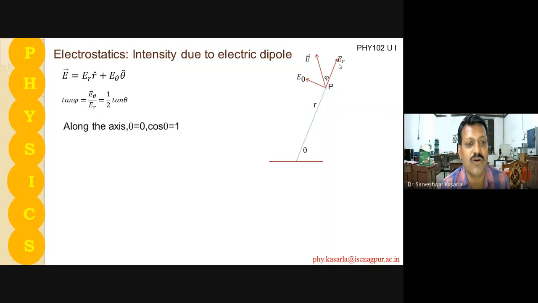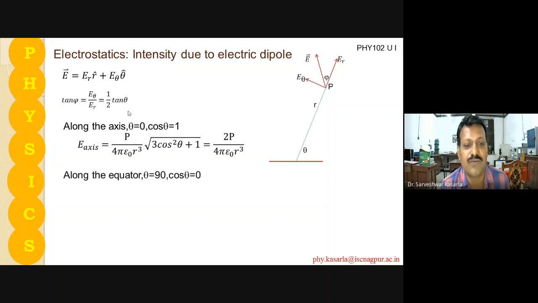So tan phi is equal to E theta upon ER is equal to half tan theta. Along the axis, theta is equal to 0, cos theta is equal to 1. In that case, intensity will be equal to 2p upon 4 pi epsilon 0 r cube. And along the equator, theta is equal to 90 degrees, cos theta is equal to 0. So along the equator, intensity will be just P upon 4 pi epsilon 0 r cube. Therefore, E axis is equal to 2 times E equator.